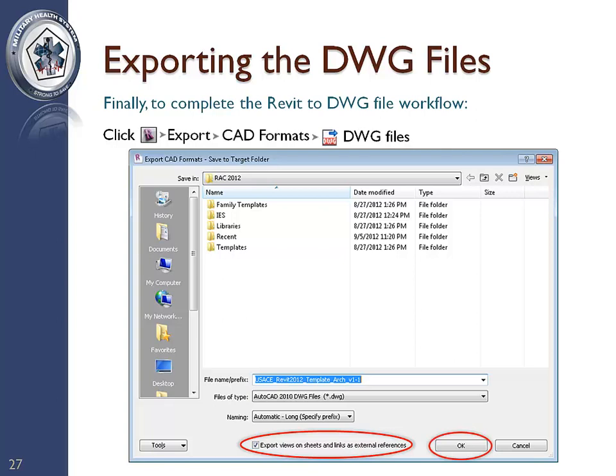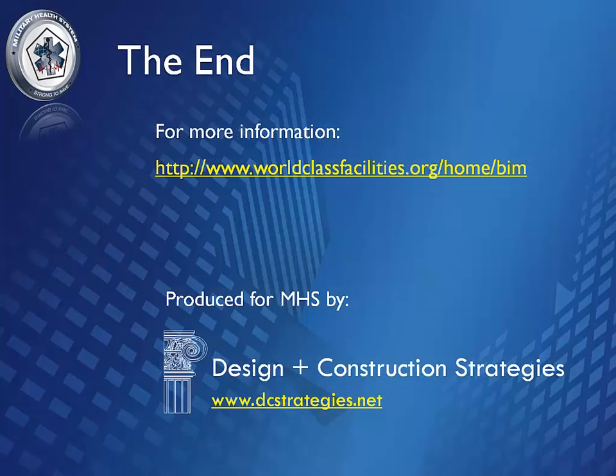Revit will proceed to export the selected views and sheets to DWG files, placing them in the previously designated target folder. We hope this video helps explain the value and function of using the USACE 2012 Revit template to support compliance with USACE AEC CADD Standard.